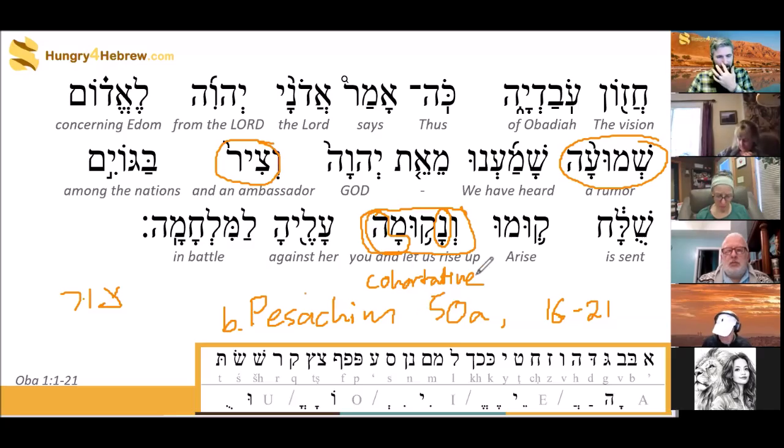Super easy to identify. And think of the song Hava Nagila. That Nagila has the same thing. It has a noon at the front and an ah at the end. So it's like Nagila, let us rejoice. Nakuma, let us rise up. And V'nismecha, and let us be joyful, that's another part of the song. Anyway, but here it's not joy. V'nakuma aleha la milchama. Let us rise up against her for the battle.